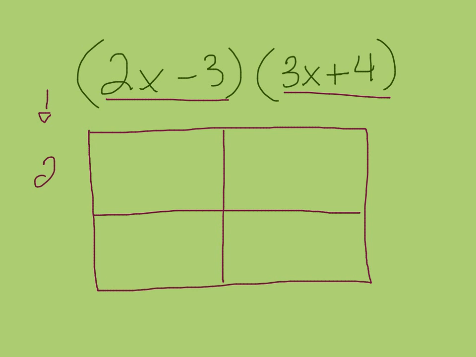And I'll write it like this, 2x and then minus 3. And then I'll take the 3x plus 4 and I can put it on the top, so 3x and then plus 4. Go ahead and keep those signs with it so you don't forget about them.